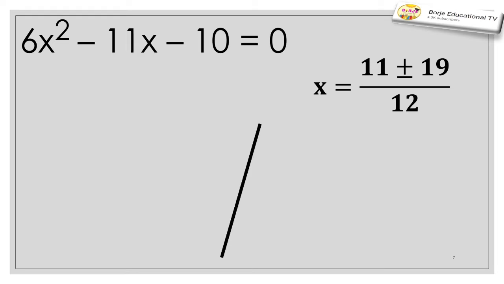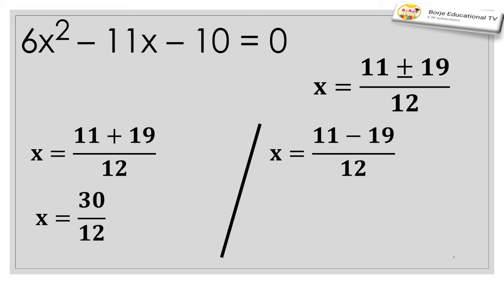Now we have two possible values of x. x is equal to 11 plus 19 over 12, and x is equal to 11 minus 19 over 12. For the first value of x, 11 plus 19 is equal to 30 over 12, which can be simplified as x is equal to 5 halves. So we have the first value of x, which is equal to 5 halves or 5 over 2.